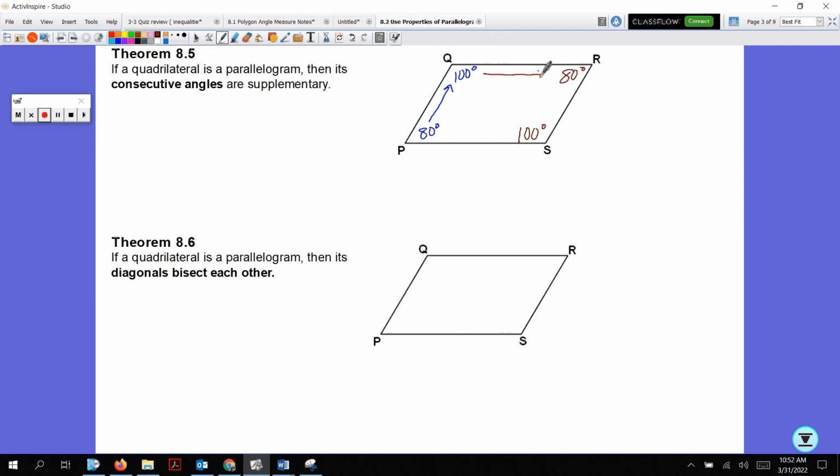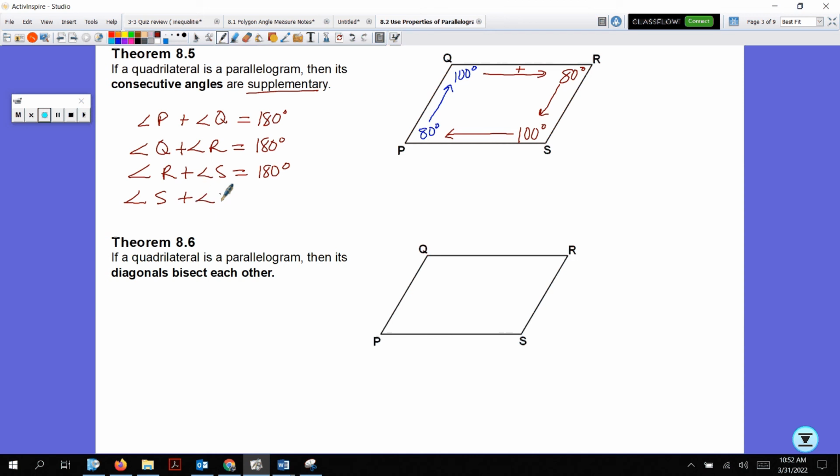So any two consecutive angles added together in a parallelogram are supplementary. So angle P plus angle Q equals 180. Remember, that's what supplementary means. It means they add together to be 180. And angle Q plus angle R is 180 degrees. Angle R plus angle S is 180 degrees, and angle S plus angle P is 180 degrees. And we went all the way around. Beautiful.